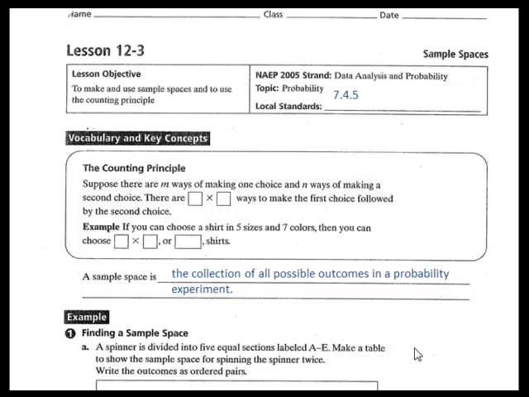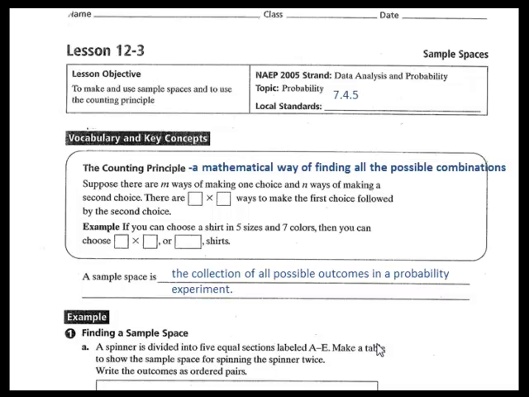It is the collection of all possible outcomes in a probability. Pause the video at this time to write down the definition. At this time, pause the video if you need more time to write the definition.